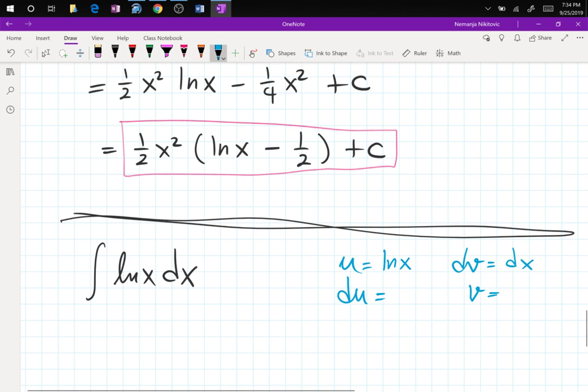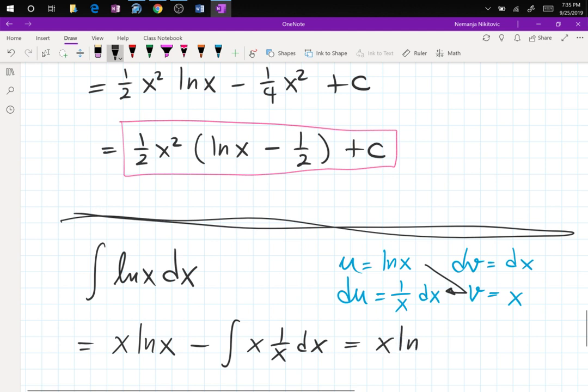So now du is 1 over x dx. And what's the integral of dx? x. Now we put our trusty arrow over here, and we get x ln x as I multiply on a diagonal going down, minus the integral of x times 1 over x dx.